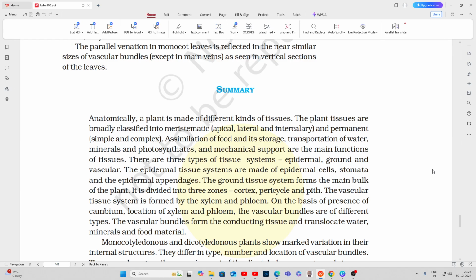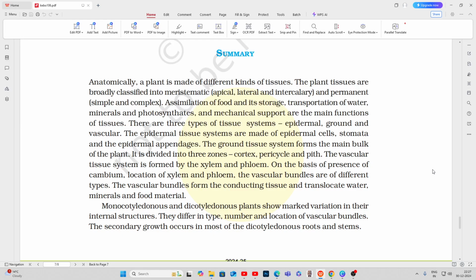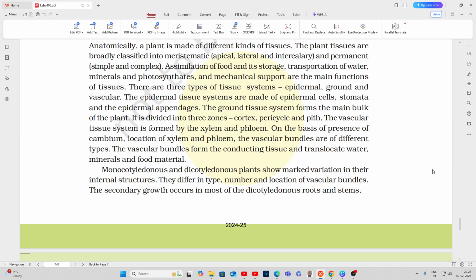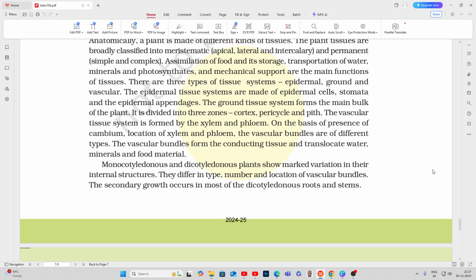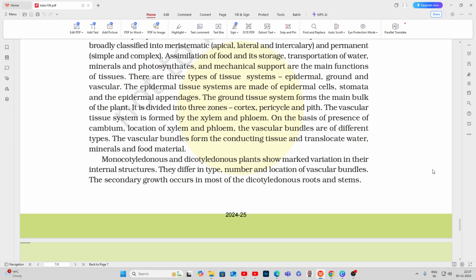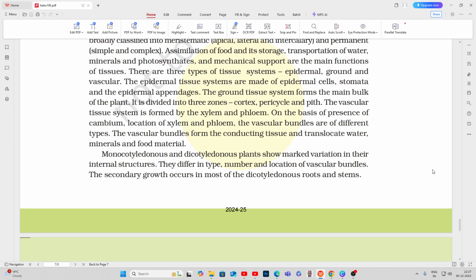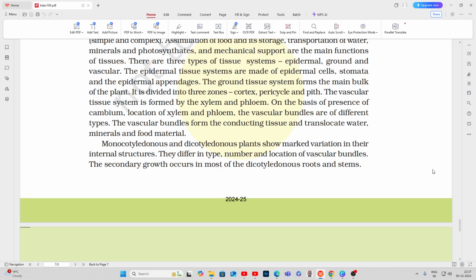Summary. Anatomically, a plant is made of different kinds of tissues. The plant tissues are broadly classified into meristematic, apical, lateral and intercalary, and permanent, simple and complex. Assimilation of food and its storage, transportation of water, minerals and photosynthates, and mechanical support are the main functions of tissues. There are three types of tissue systems: epidermal, ground, and vascular. The epidermal tissue systems are made of epidermal cells, stomata, and the epidermal appendages.